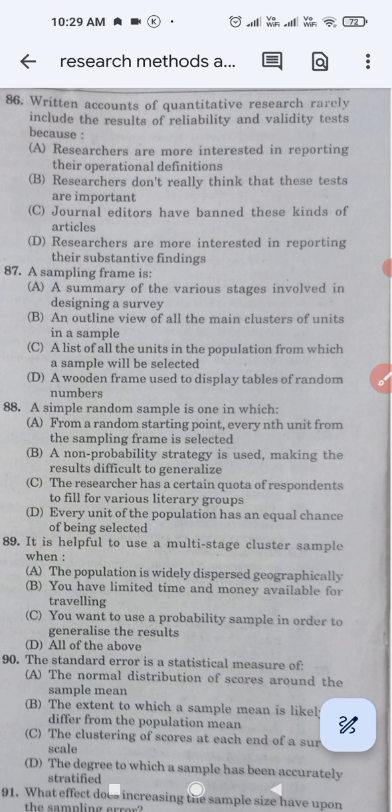Now question number 82. Quantitative researchers rarely claim to have established causality because: option A, they are more concerned with publishing the result of their reliability test. Option B, they do not believe that this is an appropriate goal to be striving for. Option C, they keep forgetting which of the variables they have manipulated. And option D, they tend to use cross-sectional designs which produce only correlations. So the correct answer of this question is option D, they tend to use cross-sectional designs which produce only correlations.